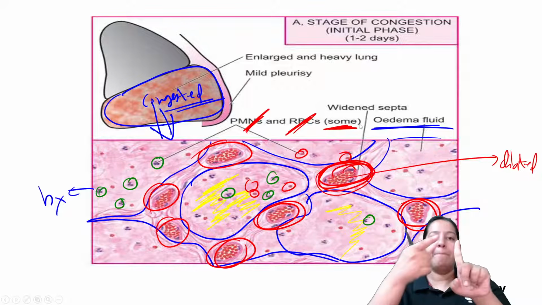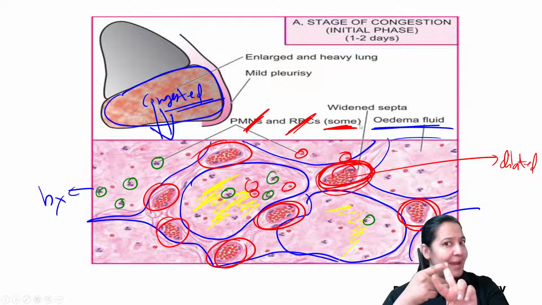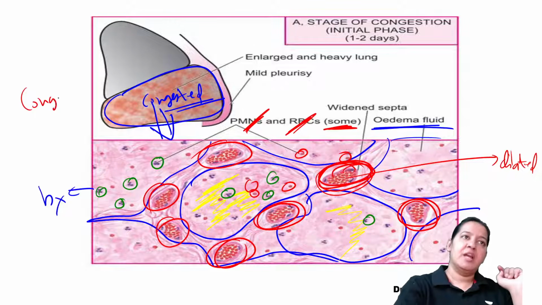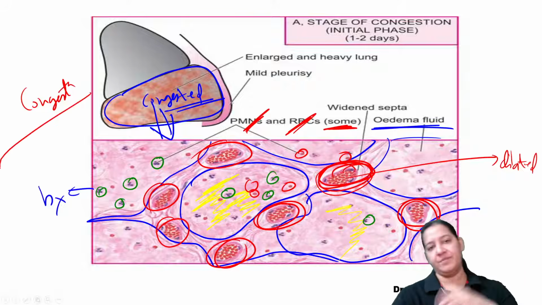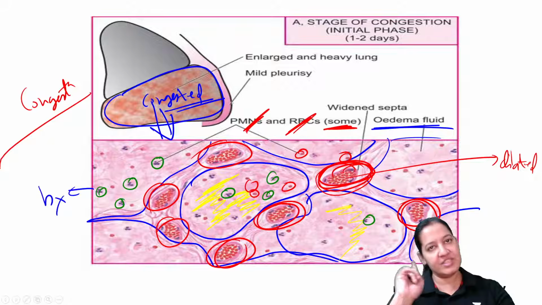3 changes. Pulmonary capillaries are dilated. Alveolar sacs contain edema, the background pink color fluid, and it contains 2 types of cells: few RBCs and few neutrophils. That's it. This is the first stage, stage of congestion. Take the snapshot of this image in your mind. That is the stage of congestion, the first phase.